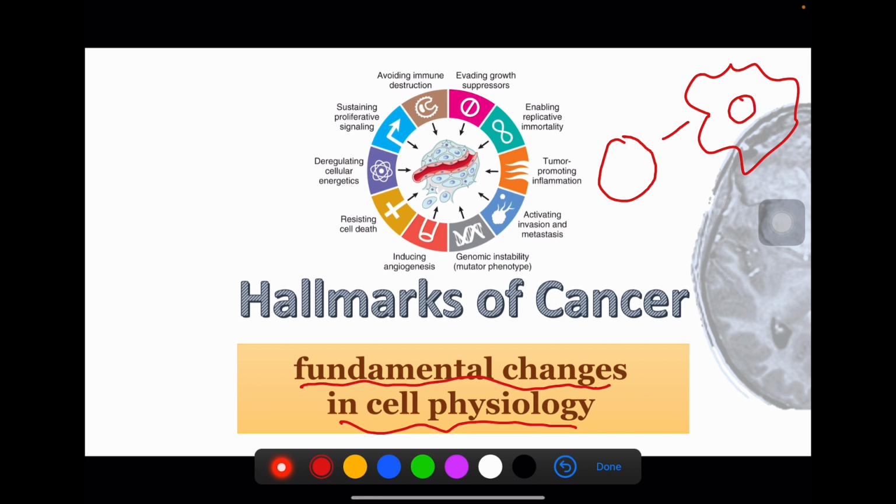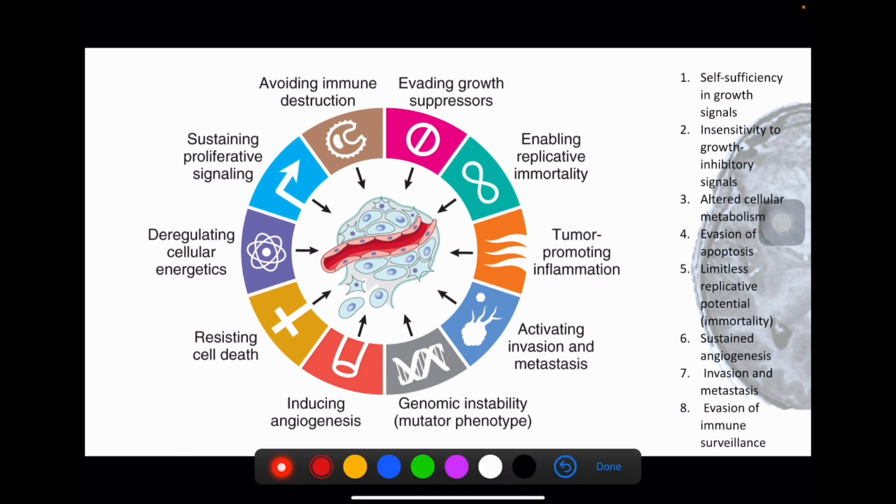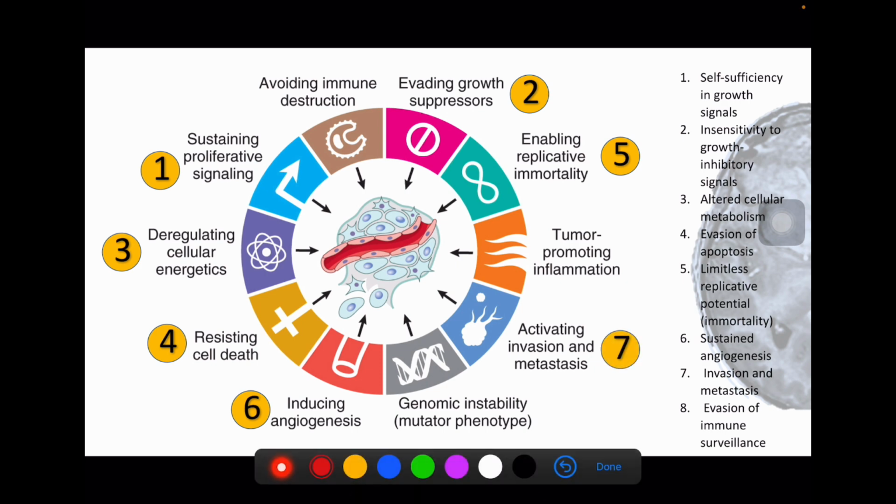Okay, so basically, if you look into your textbook, you'll find there's 10 features, which consist of number 1, sustaining proliferative signal, number 2, evading growth suppressors, number 3, deregulating cellular energetics, number 4, resisting cell death, number 5, enabling replicative immortality, number 6, inducing angiogenesis, number 7, activating invasion and metastasis, and number 8, avoiding immune destruction.